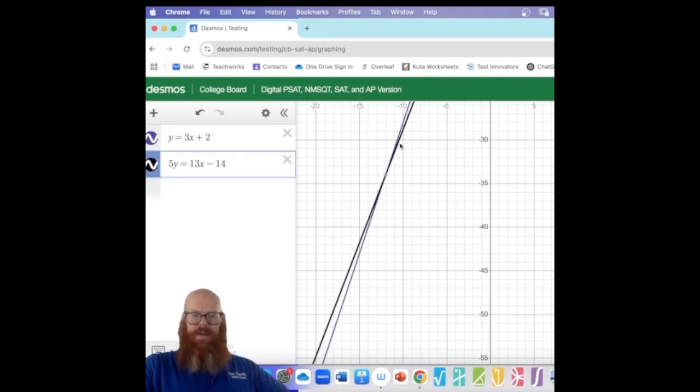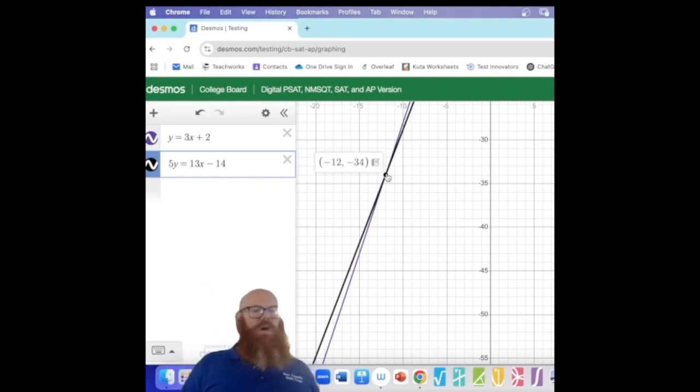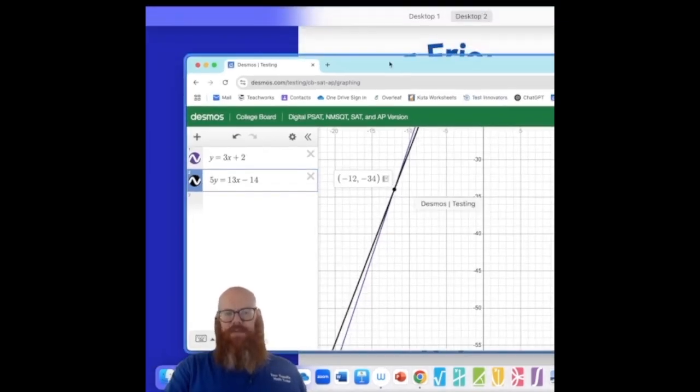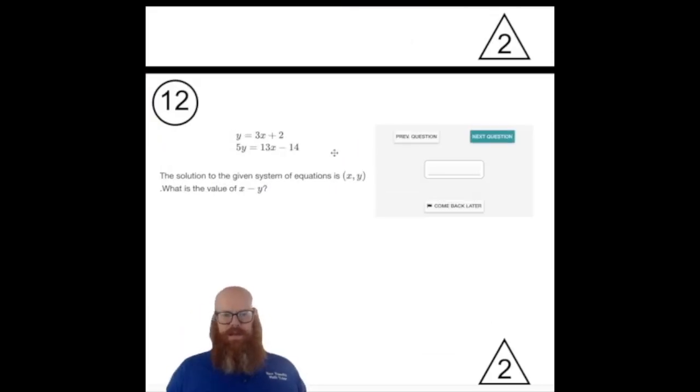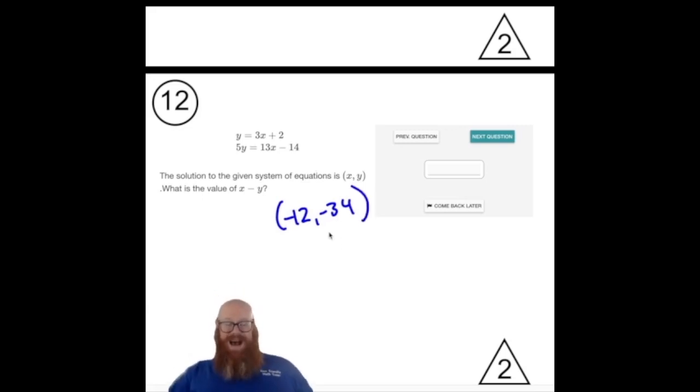Just click anywhere, and then you are going to have a point highlight. That will be the intersection. Don't worry about zooming in too much or going crazy with that. So now I know the intersection is -12, -34. So I hop back here, and I'm going to write that down, -12, -34, and then I'm going to do what it says. My suggestion is to do this in the calculator.